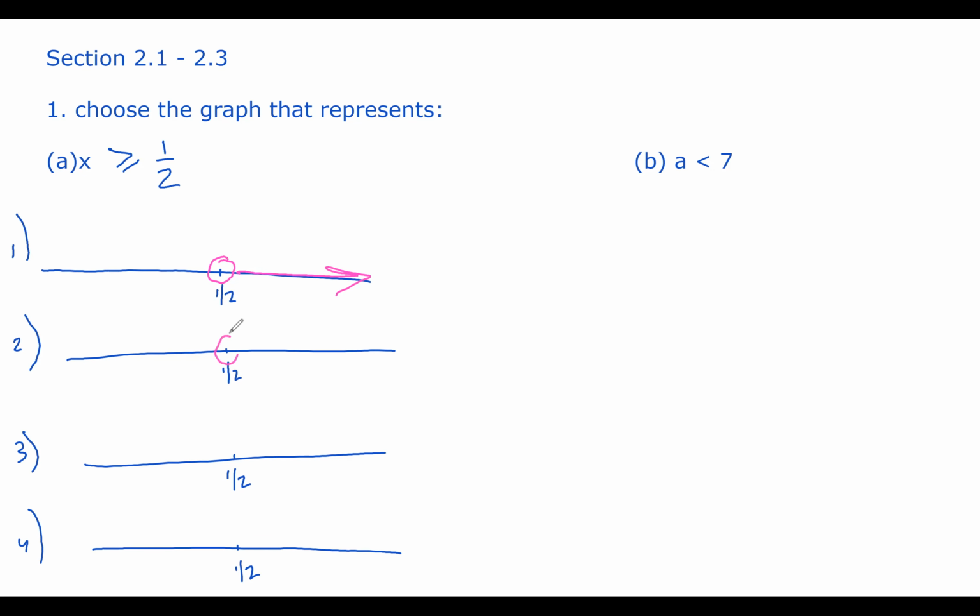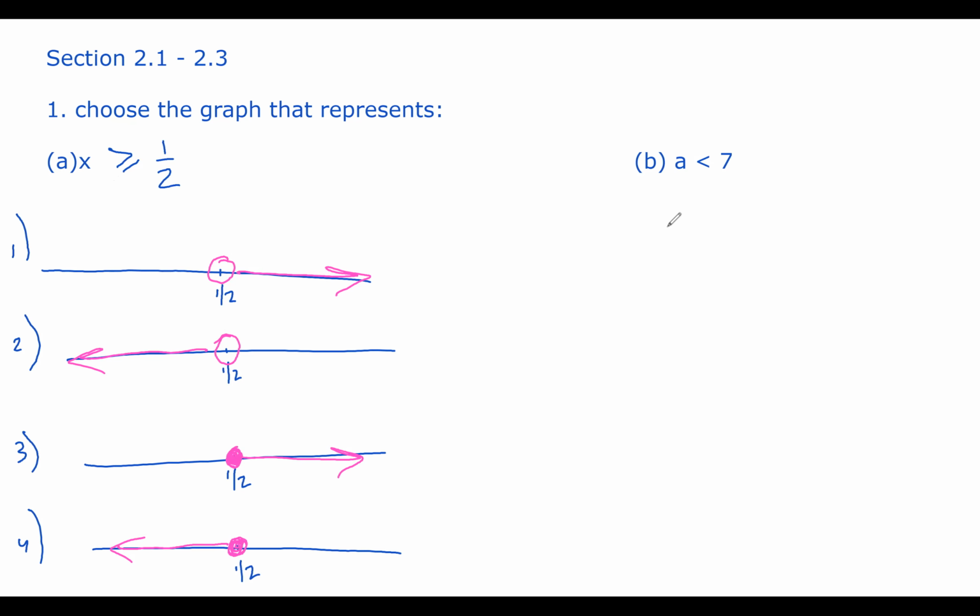Or over here, I do like this and I go to the left. And now I do this, shaded, and go to the right. And then here, shaded and then go to the left. So now what I need to do is pick only one graph, because only one is correct, that would represent this inequality. This X is greater than or equal to a half, right?